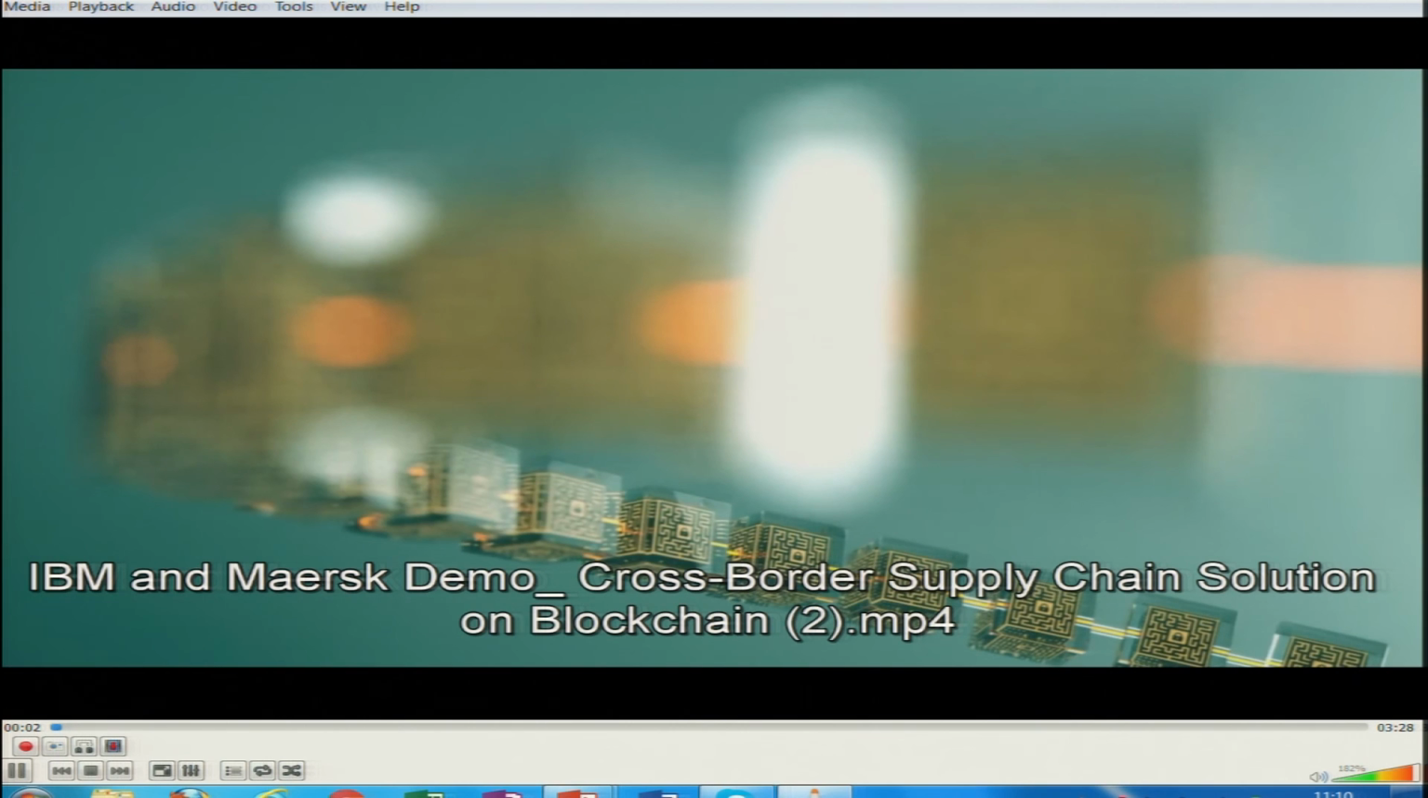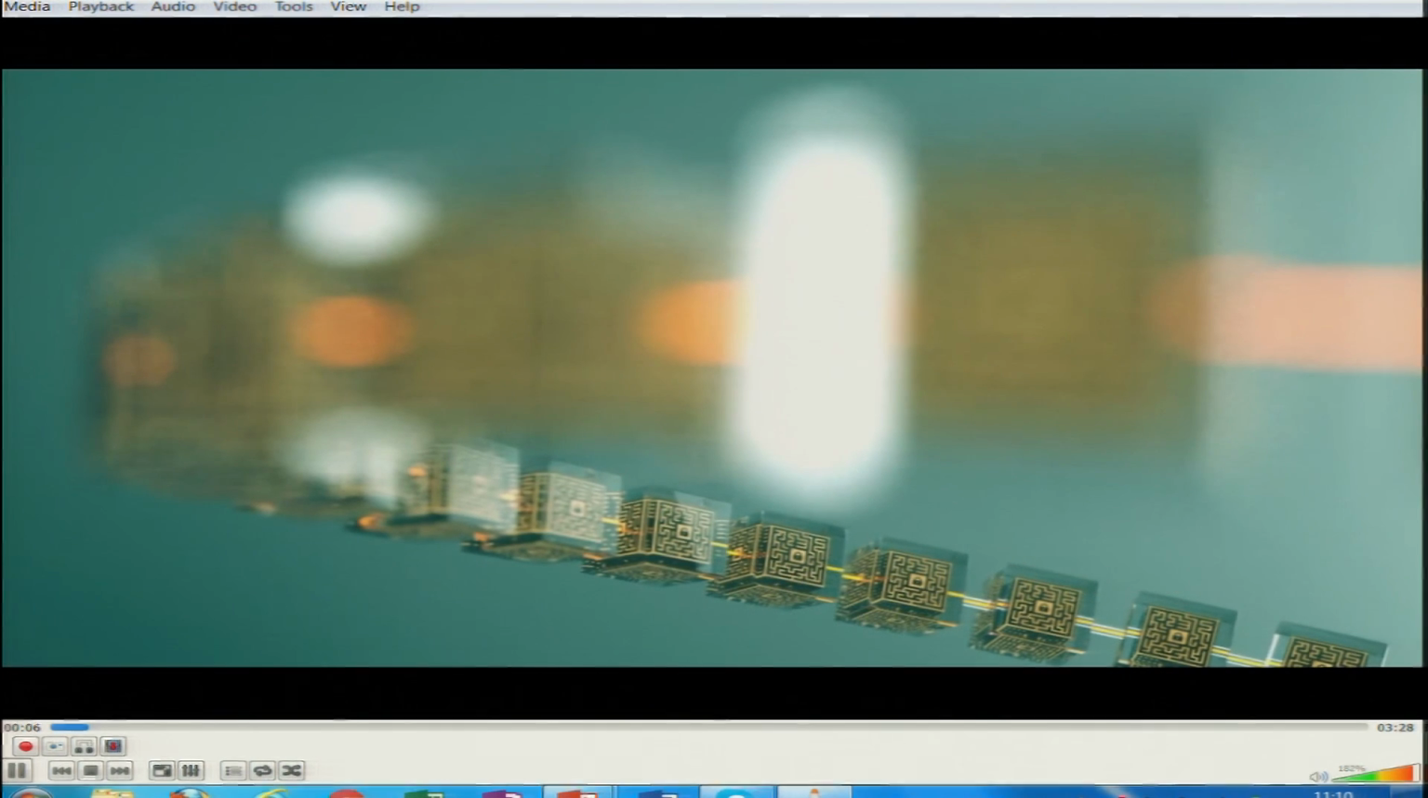The following is a demonstration of how IBM and Maersk are partnering to digitize and simplify global trade using blockchain to create trust and transparency in the supply chain. Global trade functions much as it has since the introduction of the shipping container in 1956.